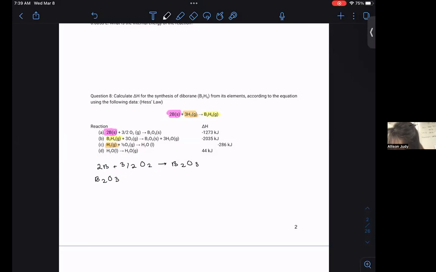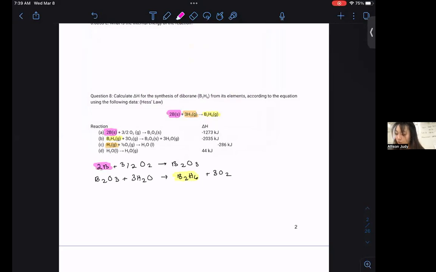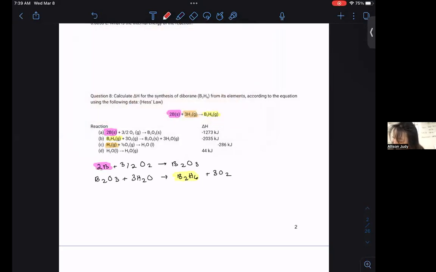B2O3 plus 3H2O goes to B2H6 plus 3O2. Okay, so notice something. That gets my B2H6 on the product side, which is what I wanted. And I still have my 2B on the reactant side, which is also what I wanted. But also notice that I cancel out my B2O3.